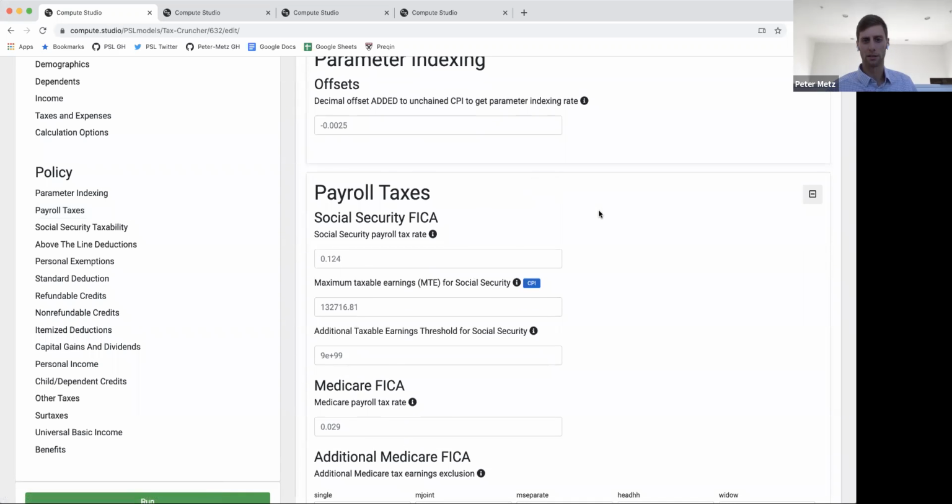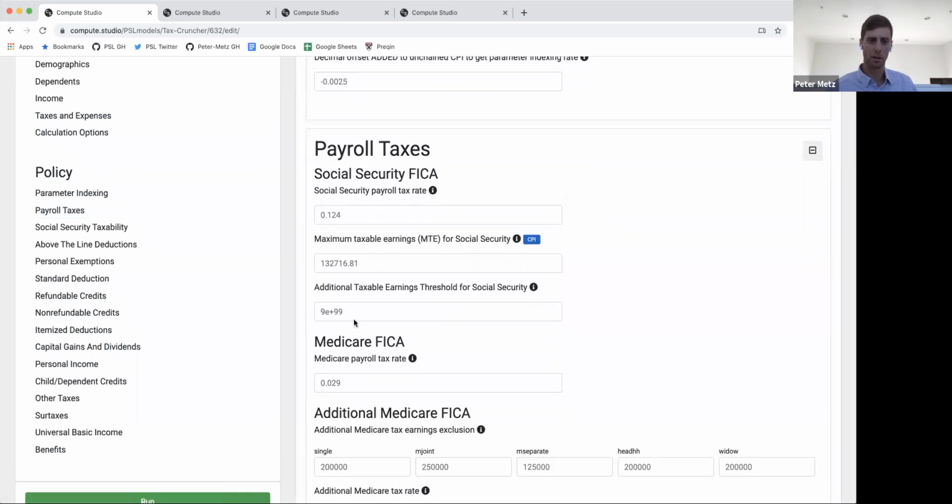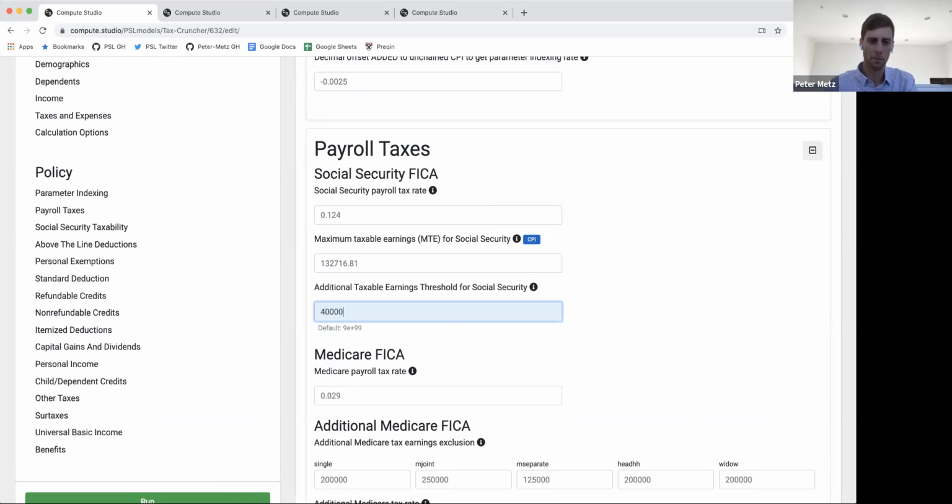Luckily, the first one about payroll taxes is right at the top. The parameter we care about is this additional taxable earnings threshold for Social Security. If we want to confirm we're using the right parameter, we hover over this i, and we see that if we type in $400,000 here, it will apply Social Security tax to earners above that threshold.